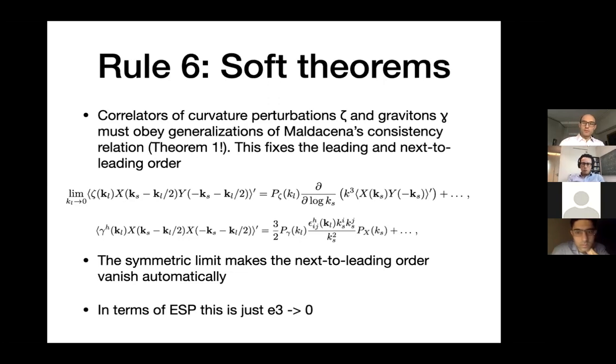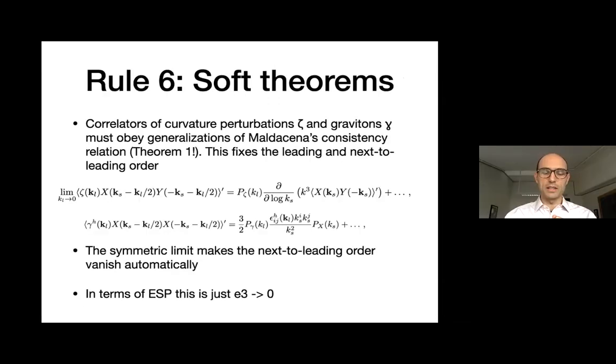Notice, for the few or perhaps many soft theorem aficionados in the audience, two technical aspects that the non-aficionados can completely neglect. One, that I'm always going to take the symmetric soft limit, in which I distribute a little bit of the soft mode on the two hard modes. This ensures that the next to leading order in the soft limit vanishes automatically. Two, notice that the soft limit is very simple in terms of elementary symmetric polynomials. It is just E3 going to 0. So that's going to make it easy to take in the following formula.